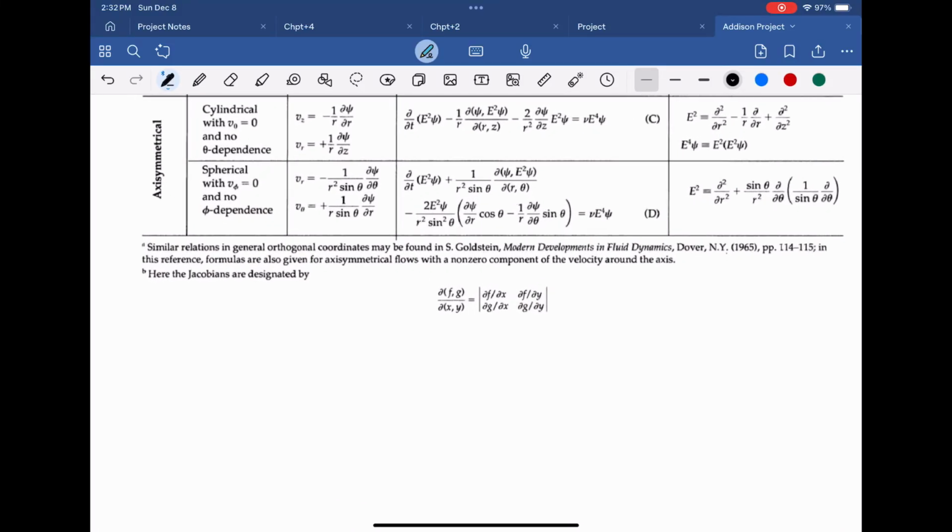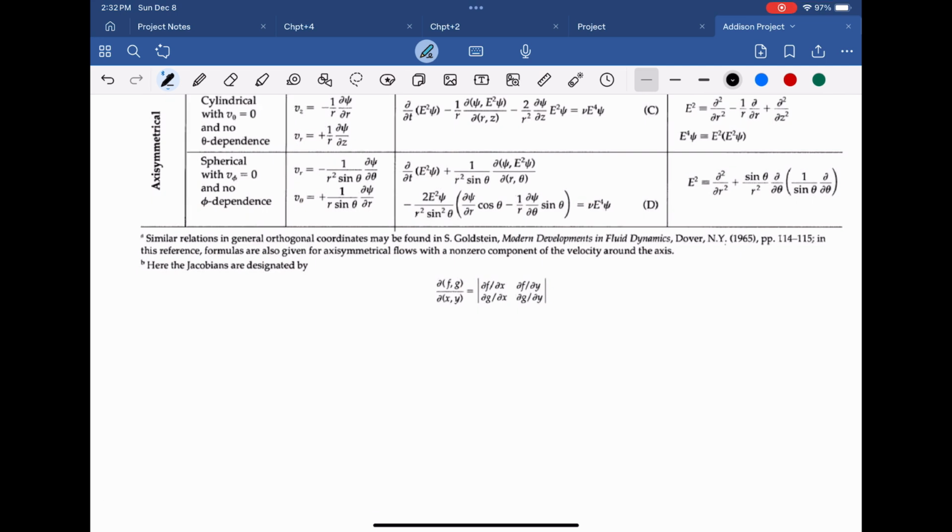Okay, so important to note here is for a steady creeping flow, the entire left side of this equation D is going to be set equal to 0. And then psi is going to become the E4 psi term equal to 0. So looking at the spherical V phi, we're going to be able to write out the E4 psi term as partial over partial r squared.